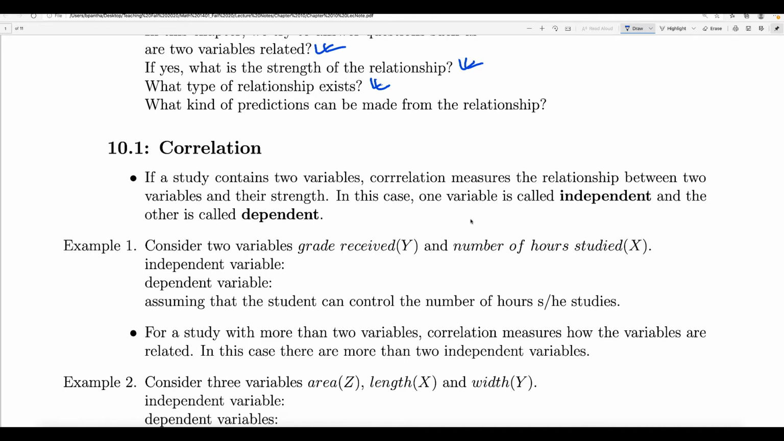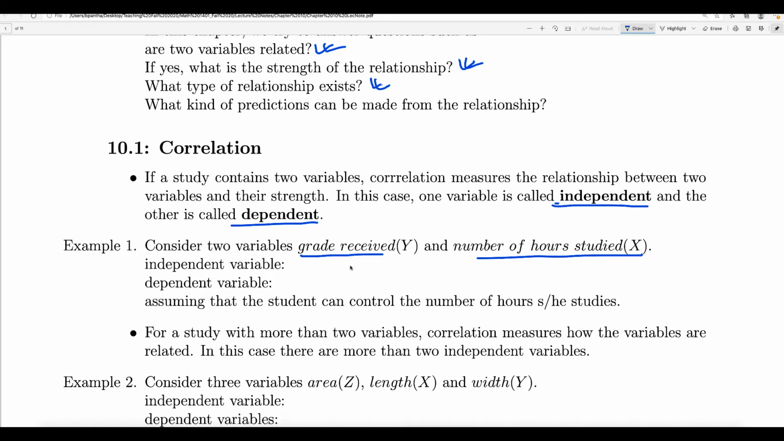In this case, one variable is called the independent variable and the other variable is called the dependent variable. Now how do we determine which one is dependent and which one is independent? Let us consider one example: two variables, grade received and the number of hours studied. So which one depends on what?